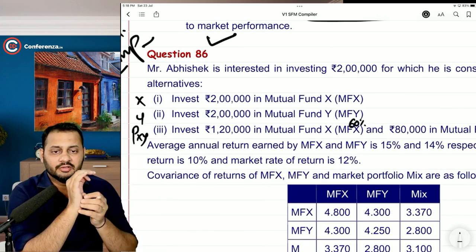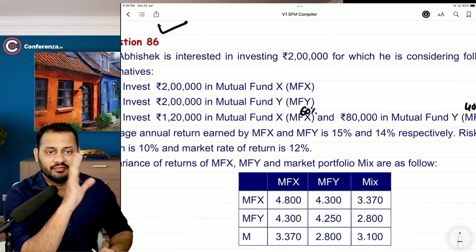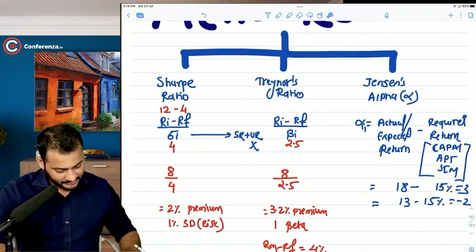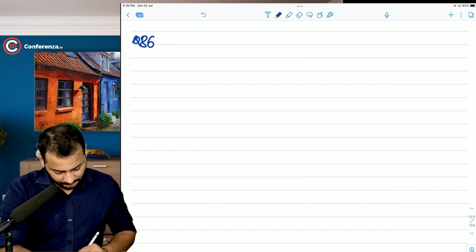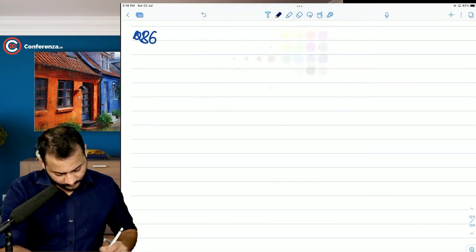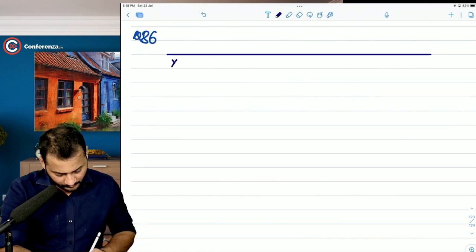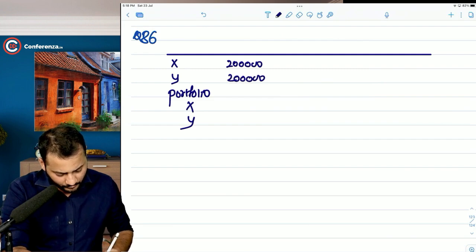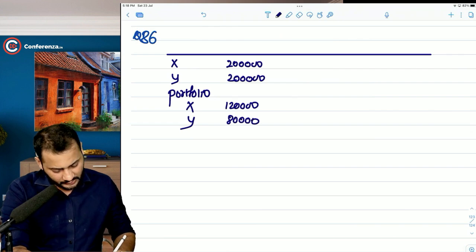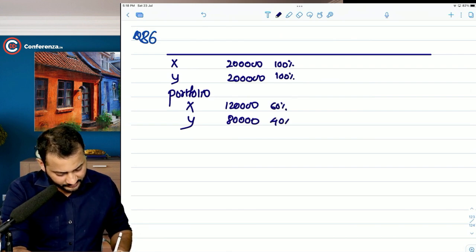Average annual return earned by mutual fund X and Y is 15% and 14% respectively. See, let's start writing. Let's make the question easy for us now. X, Y, and portfolio XY. We can invest 2 lakh rupees here, 2 lakh here, or 1,20,000 and 80,000. 100% weight, 100% weight, 60% weight, and 40% weight.